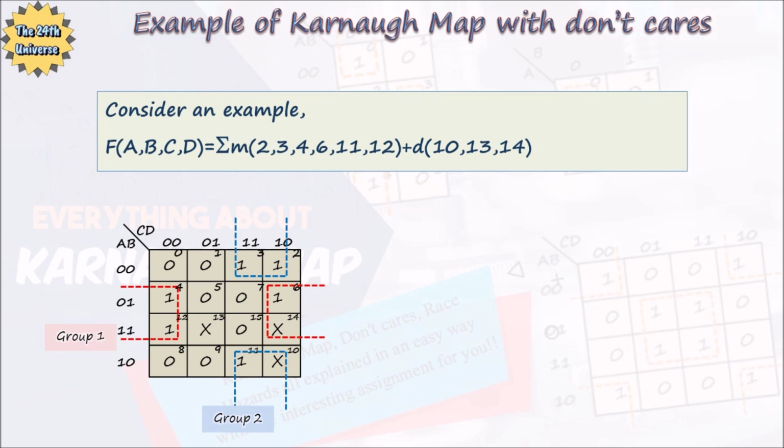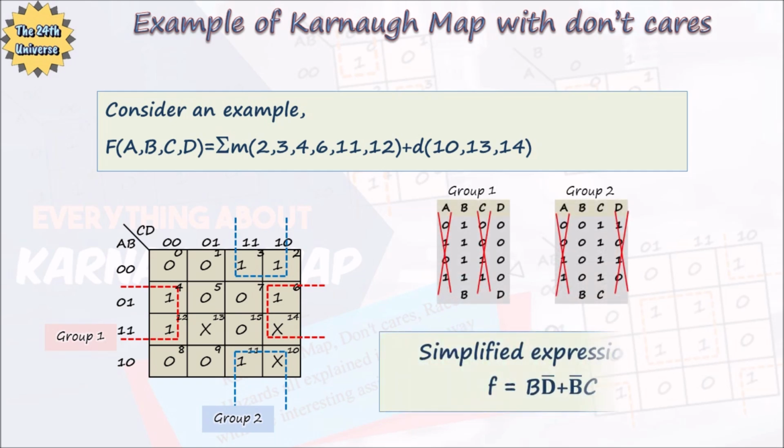We consider the X in the 1110 cell, that is the 14th cell, as 1 and make a group of 4 cells, indicated here by red color. And also the X in the 1010 cell, that is the 10th cell, is treated as 1 to make a group of 4 cells, which is indicated by blue color. The reduction results in the simplified expression F = B D' + B' C. It is not necessary that we cover all the don't cares to make groups. We can leave the don't cares as they are in the Karnaugh map if not required.